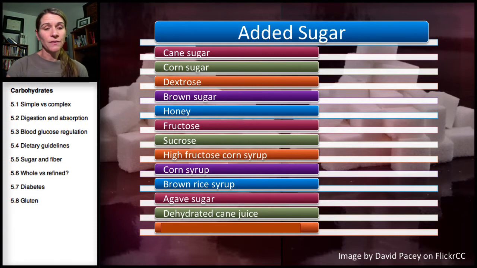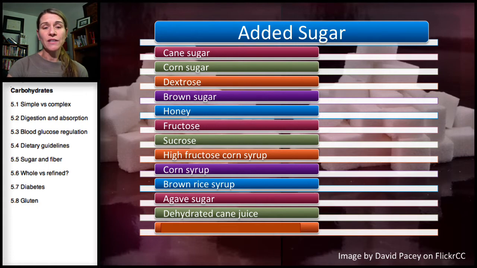Agave sugar, this is definitely one of the new sugars on the market. Still, as soon as you extract a sugar from any sort of plant and you put it into a packaged product, again, this doesn't make it good for you. It's still not good for you. Dehydrated cane juice, and you can put organic in front of that. It's still dehydrated cane juice, which is really cane sugar.